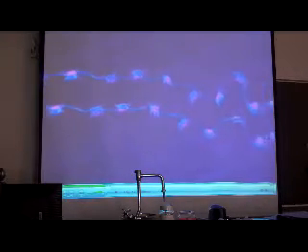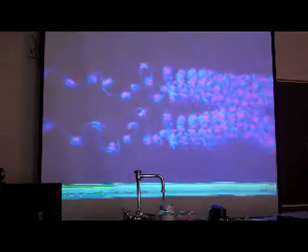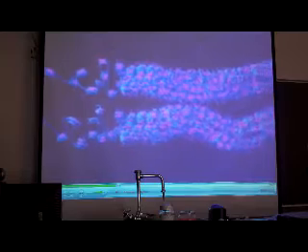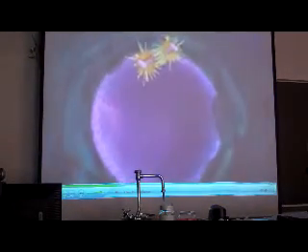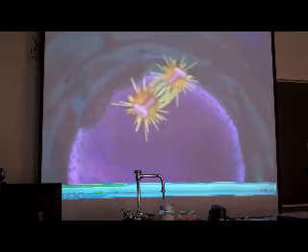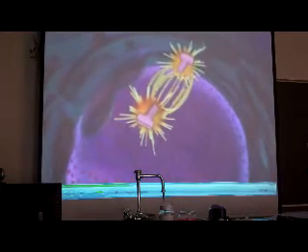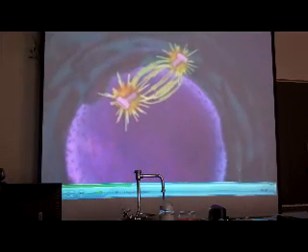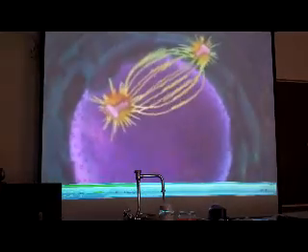Getting closer, we see that each sister chromatid consists of DNA wound around small proteins called histones. The sister chromatids begin to coil into tight helical fibers. Okay, now we're in mitosis. Outside the nucleus, centrosomes that duplicated earlier move away from each other to opposite sides of the cell. Microtubules extend from the centrosomes, forming the mitotic spindle.